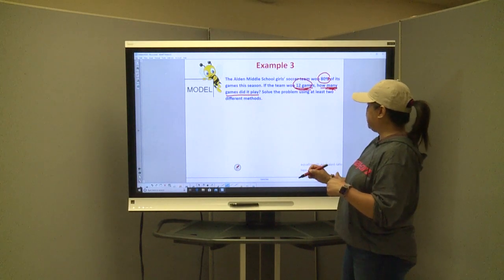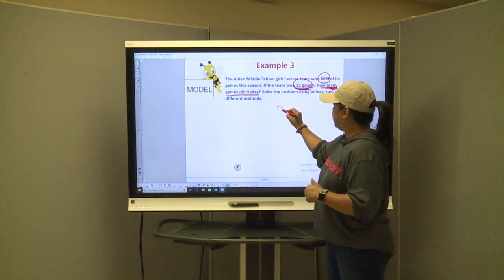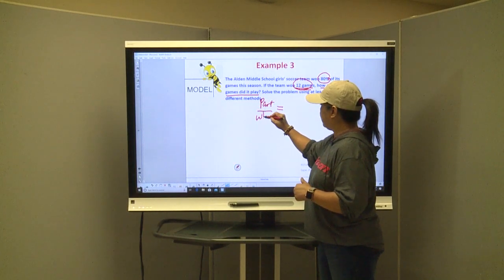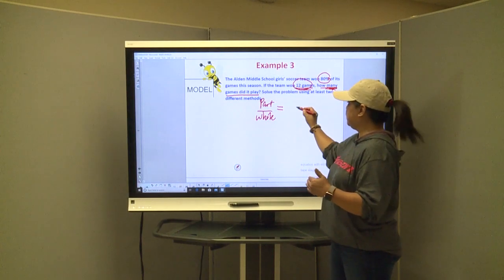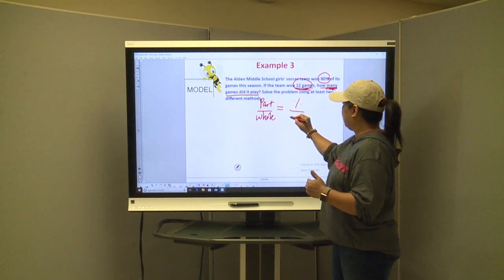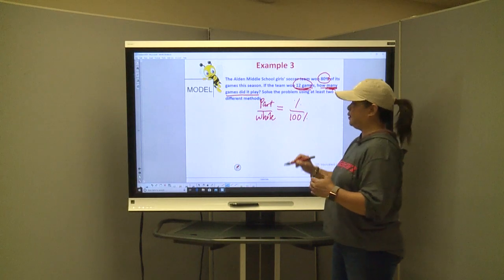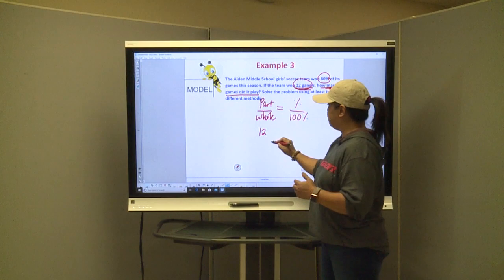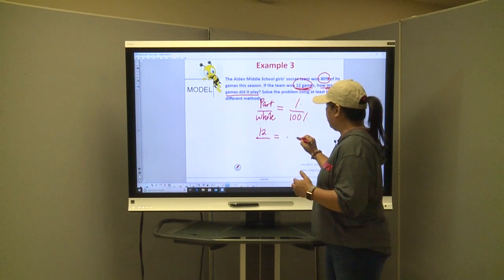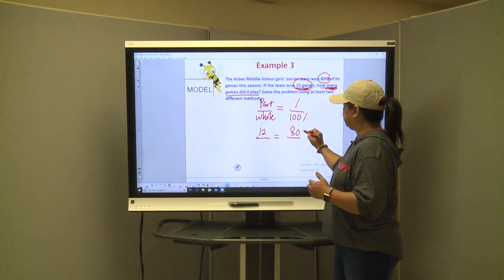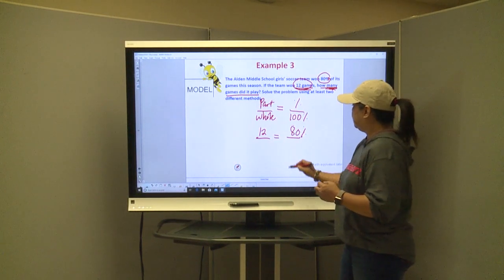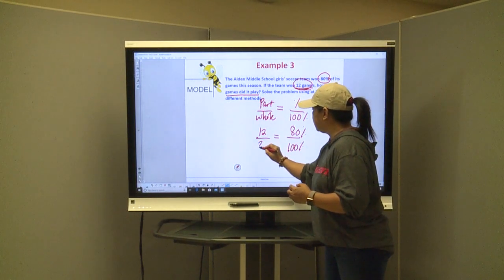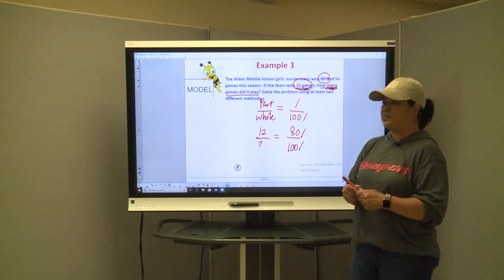So let's use an equation here. What did I say? Part over the whole thing is equivalent to the percent over 100%, okay? So the part is what we know is the 12 games, which represents the 80%, correct? So 80% out of 100, out of the whole thing. This is what we're looking for. How many games did it play?